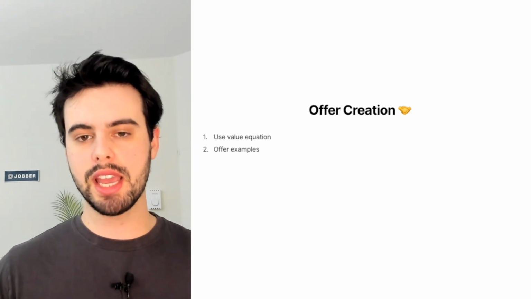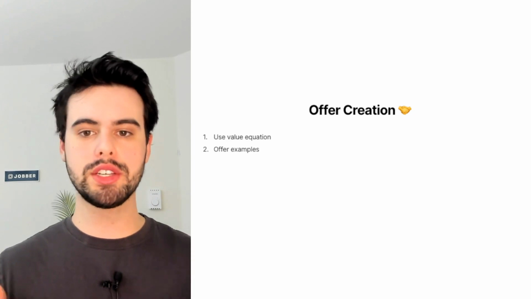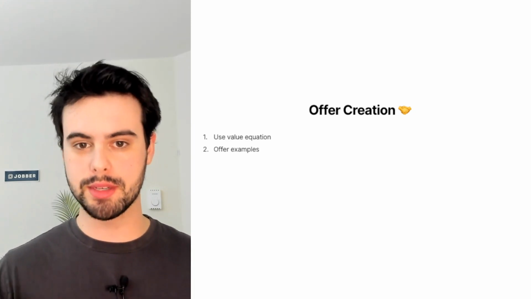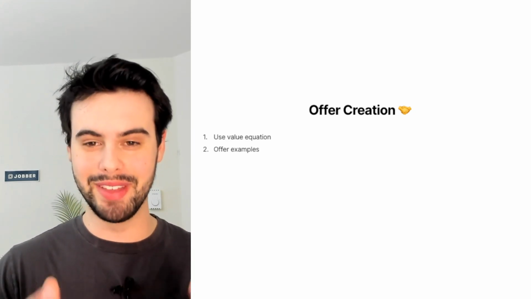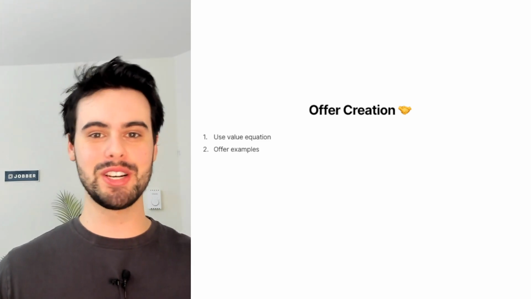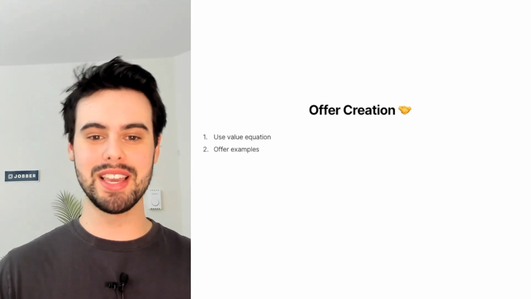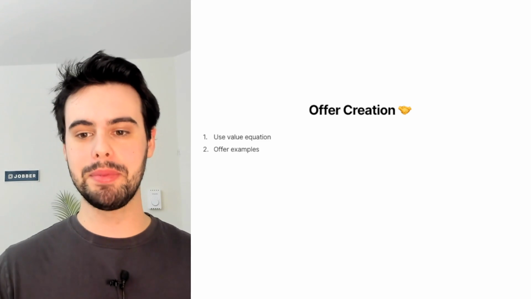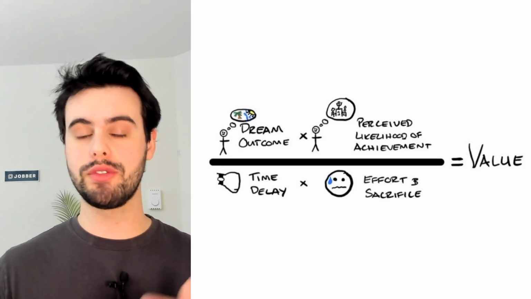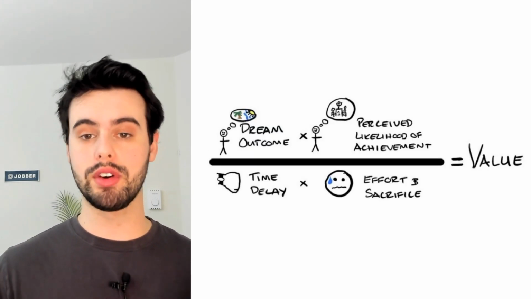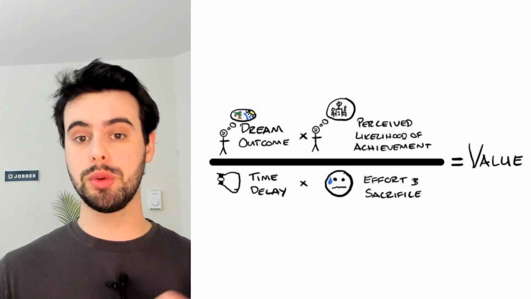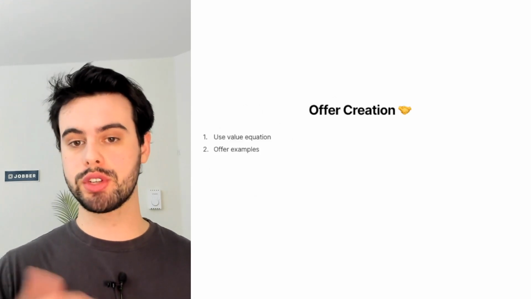So the second part is offer creation. Now, going into how to create an offer that's irresistible is definitely out of the scope of this video. There's a lot of good videos out there, you know, $100 million offers by Alex Hormozi. You can read that book. I'll pop up the value equation that we use for each of our offers and crafting an offer on the screen here.